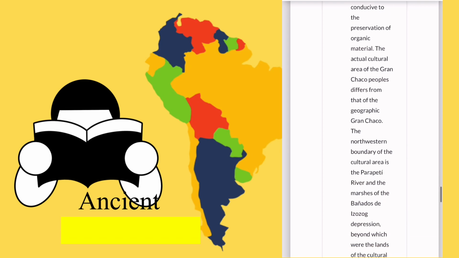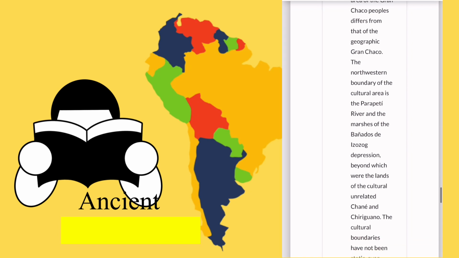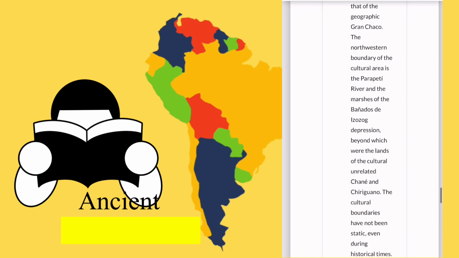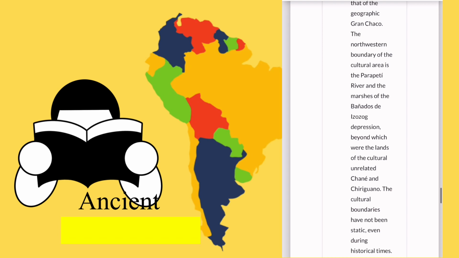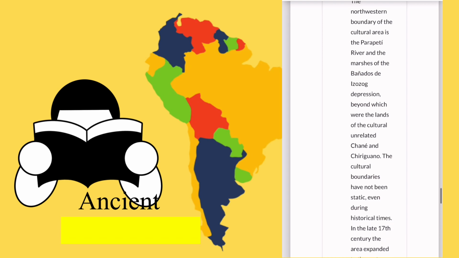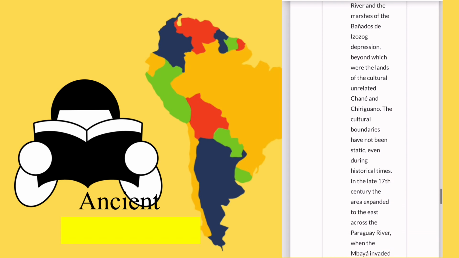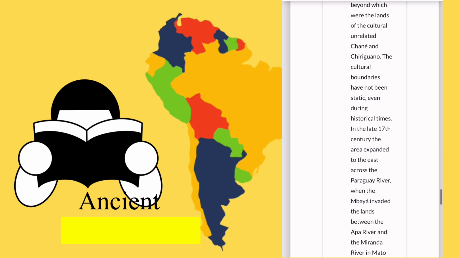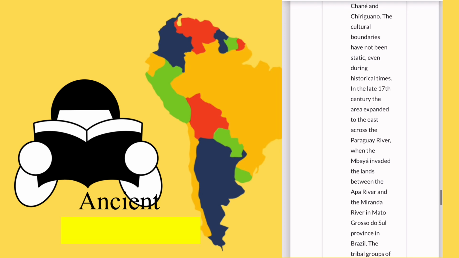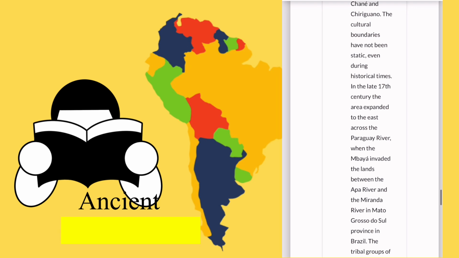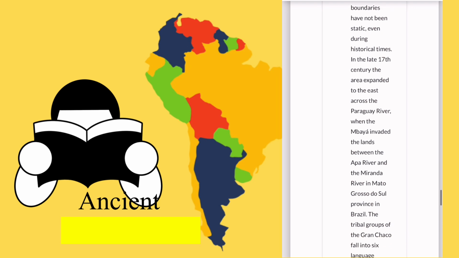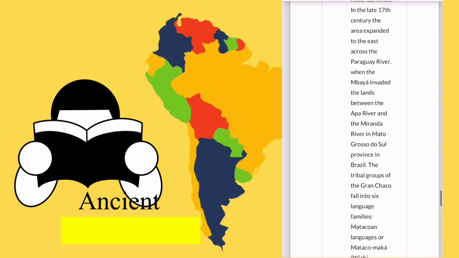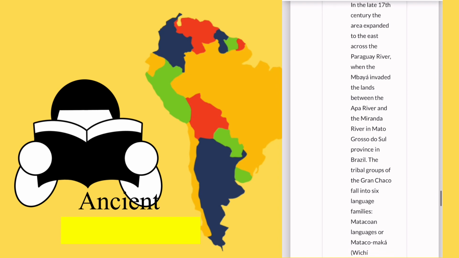The actual cultural area of the Gran Chaco peoples differs from that of the geographic Gran Chaco. The northwestern boundary of the cultural area is the Parapeti River and the marshes of the Bañados de Izozog Depression, beyond which were the lands of the culturally unrelated Chané and Chiriguano. The cultural boundaries have not been static, even during historical times. In the late 17th century, the area expanded to the east across the Paraguay River when the Mbayá invaded the lands between the Apa River and the Miranda River in Mato Grosso do Sul province in Brazil.